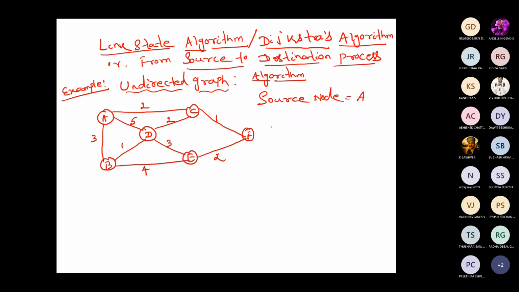And here it has been asked, find out the shortest distance from the source node to the destination node F. Source node is A, destination node is F. The question is like that, find out the shortest distance. Then here one formula you have to remember. In Bellman-Ford we have learned that, but here it is a little bit updated.